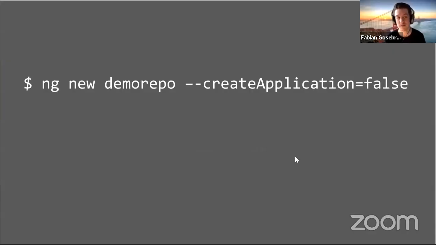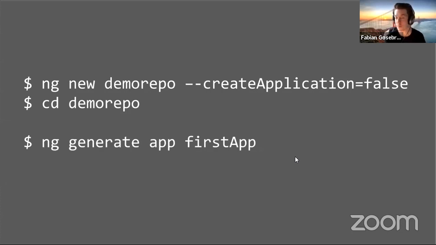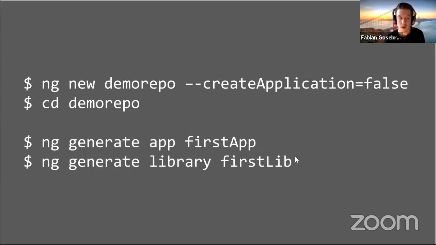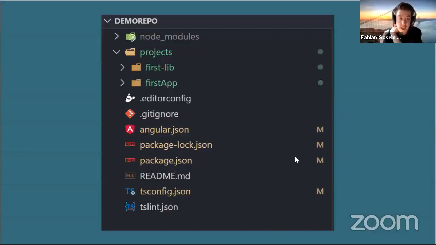And you can create a workspace if you do ng new demo-repo and then the create-application=false flag, and this will create a projects folder for you, and then you can cd into that and do ng generate app, and then your app, or you can ng generate library first-lib, and then everything will be scaffolded for you. And that makes it pretty neat when you want to separate your code and architect your Angular application or applications, no matter how big that whole thing grows in the end, right? So this is how it looks then.